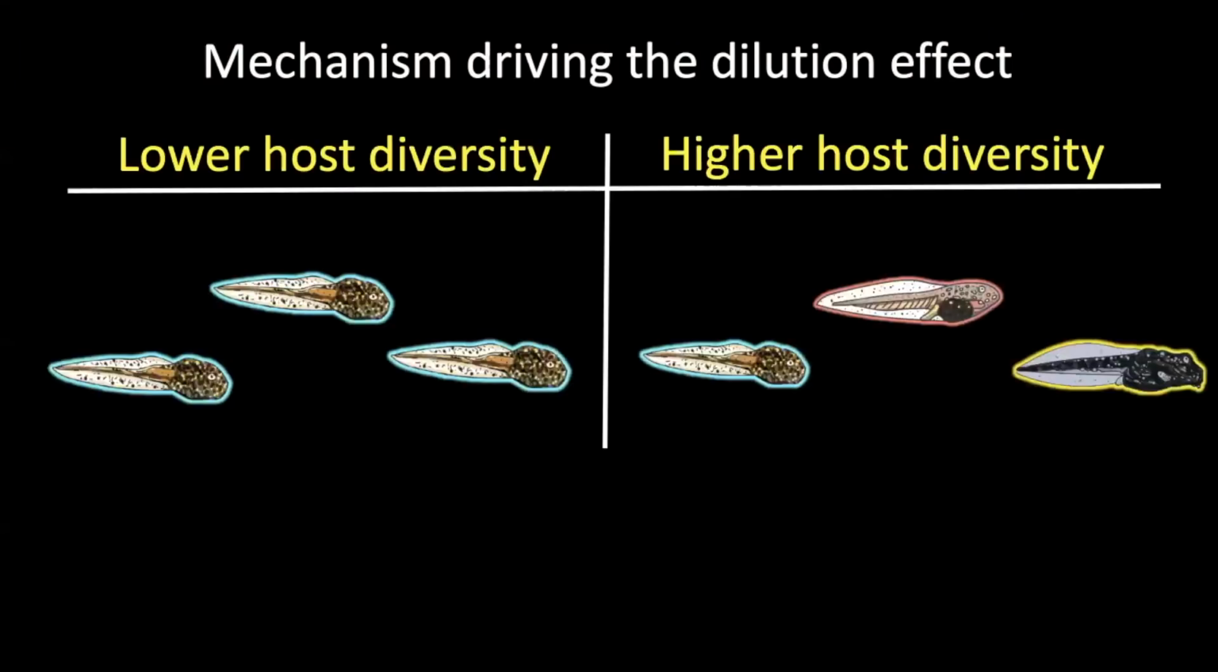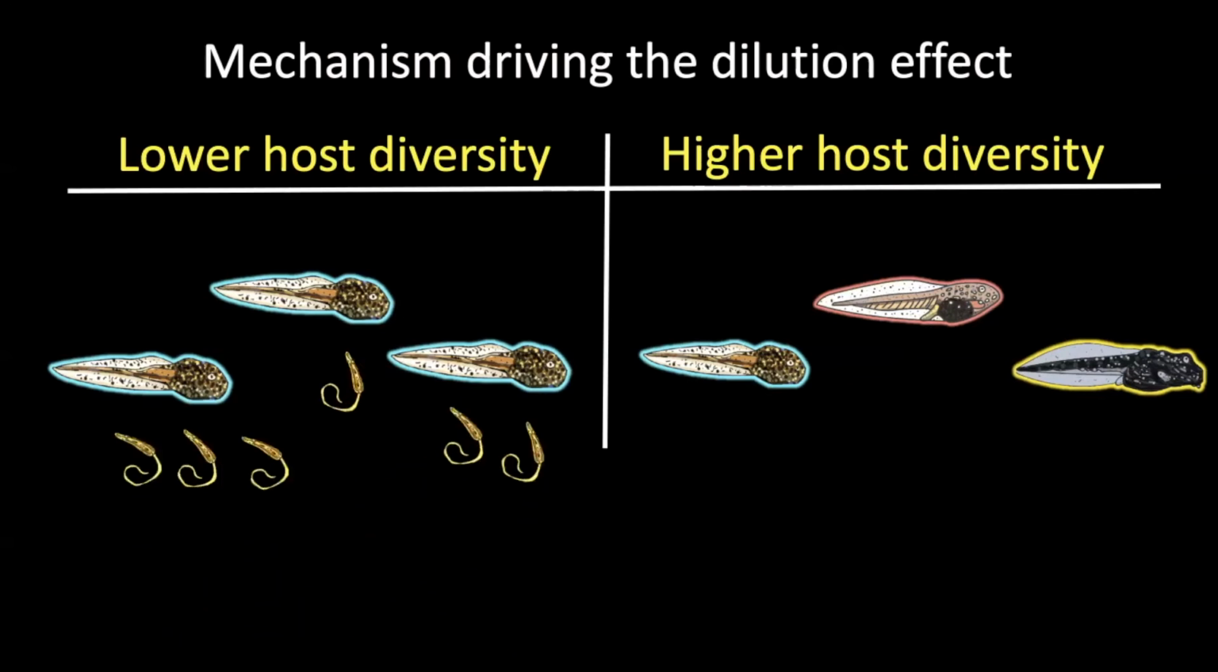To do this, I've generated 2 hypothetical communities. The community on the left is a lower host diversity community with just one species, the blue tadpole. The community to your right is a community that has higher host diversity with 3 species of tadpole: blue, red, and yellow. So drawing your attention to the lower host diversity community, we can imagine that the hosts in this scenario are highly susceptible to the parasite.